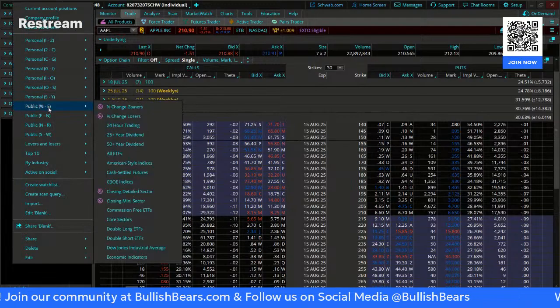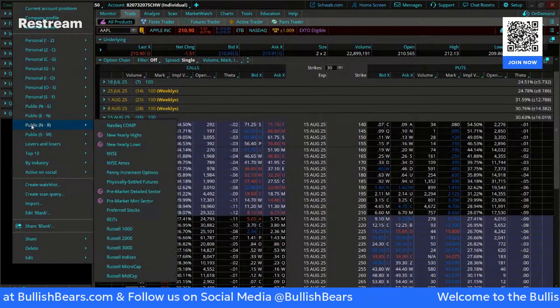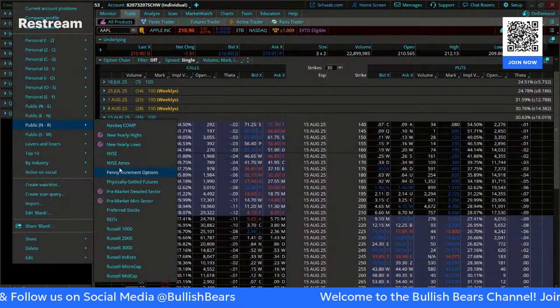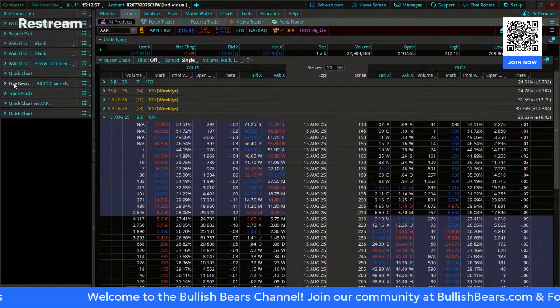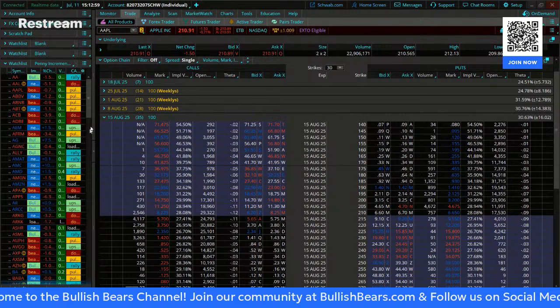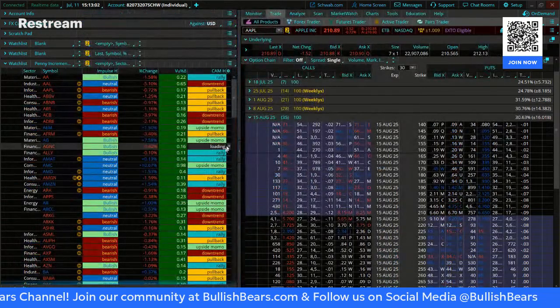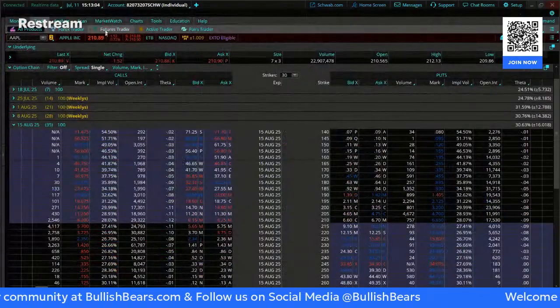But we also have a watch list. Thinkorswim built it. You just go into where it says public. They're alphabetized. So you go to the P's, and there's penny increment options. Every name in that list is a penny increment traded option.